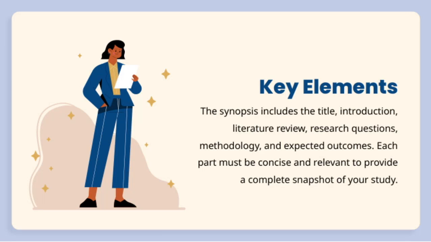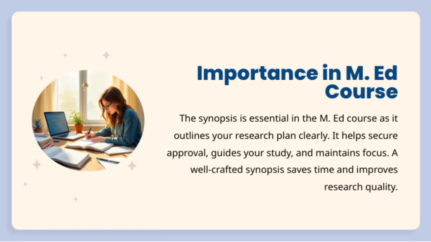Let's take a closer look at the synopsis, which provides a clear overview of the entire study. It includes the title, introduction, literature review, research questions, methodology, and expected outcomes. Each of these components is crafted to be concise yet comprehensive, giving us a complete snapshot of what the research is all about. The goal here is to make sure that each part connects smoothly, highlighting the most important concepts while keeping the overall theme in focus. This slide is really about showing how all these elements come together to form a cohesive picture of the study's purpose and direction.